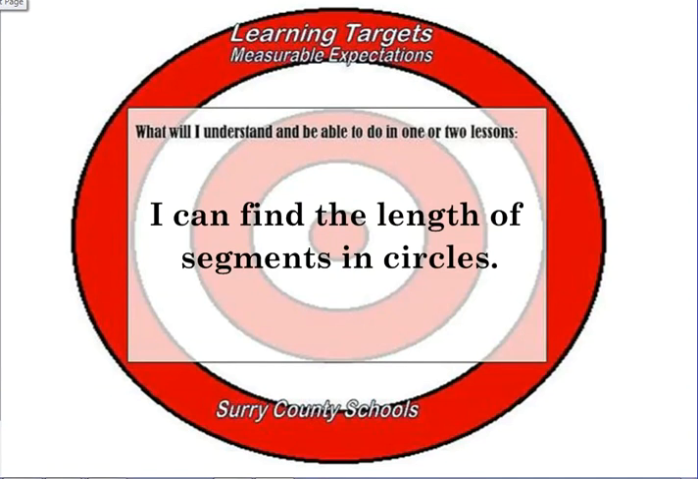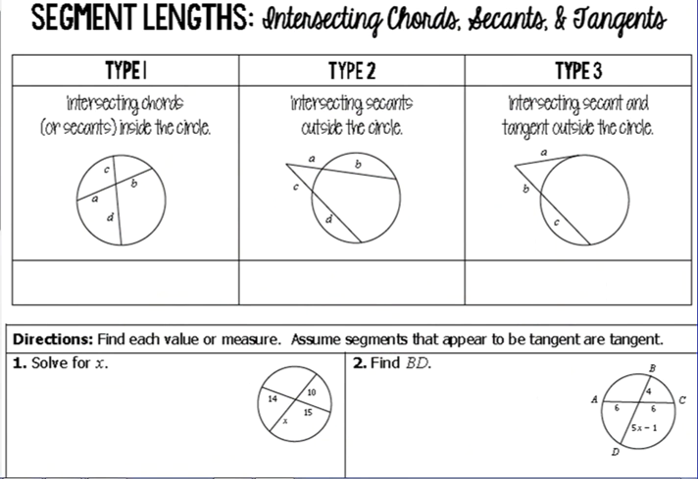We're going to look at the lengths of some segments in these circles. So we've got three types of segments that we need to know the relationship with. The first type is if it's completely within the circle. So we've got intersecting chords, or technically they could be secants, but if we know the measurements inside the circle, this one's probably the easiest one to remember.